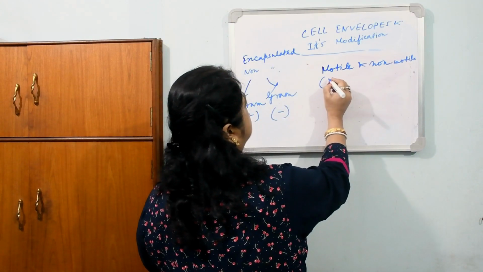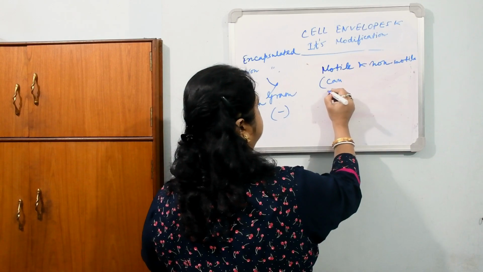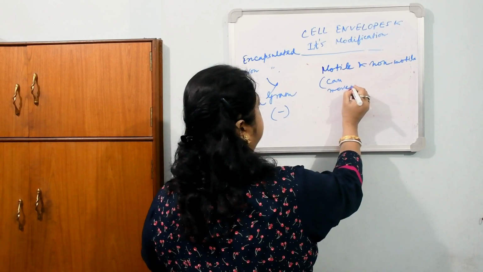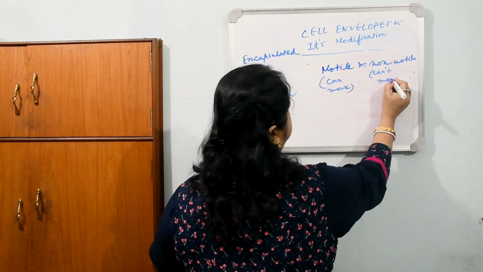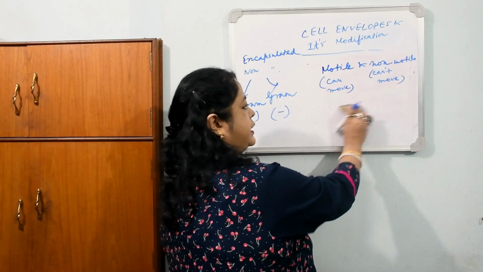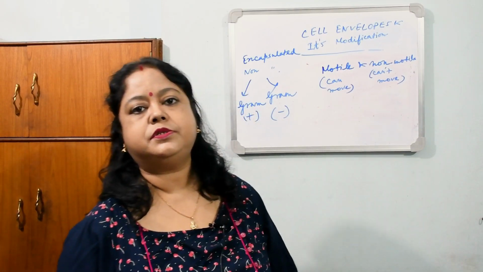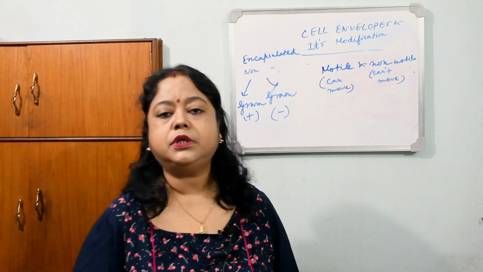One can't move, one can move, and another can't move. So this categorization or classification is on the basis of their movement, locomotor organs. Now, what are the locomotory organs?